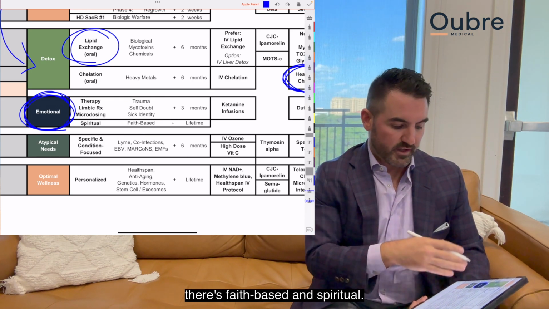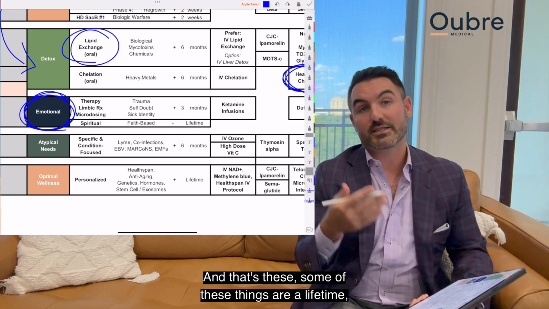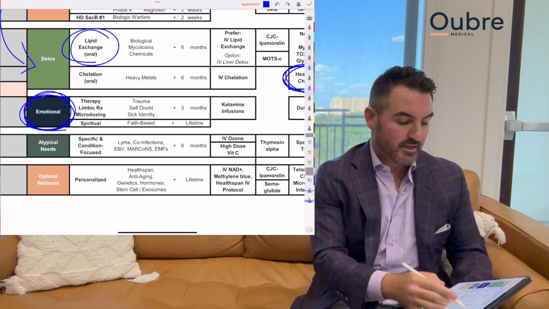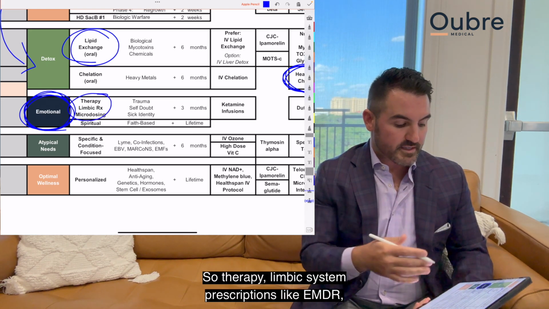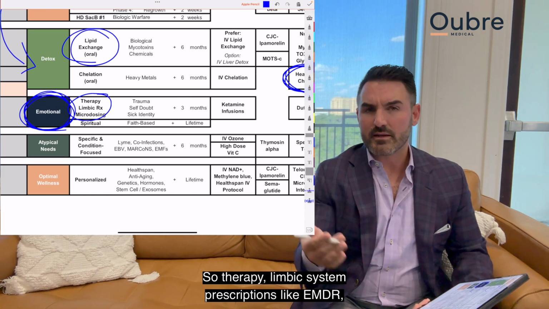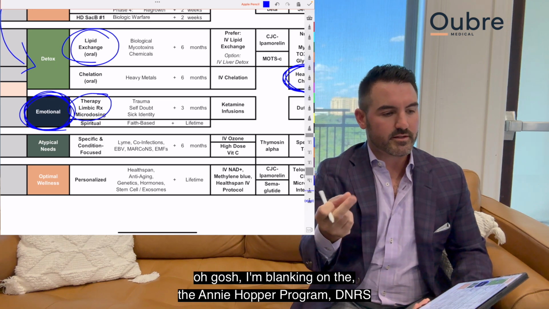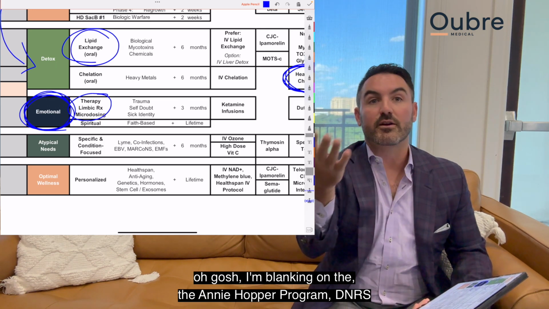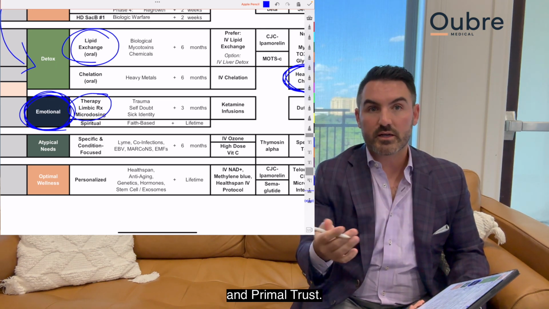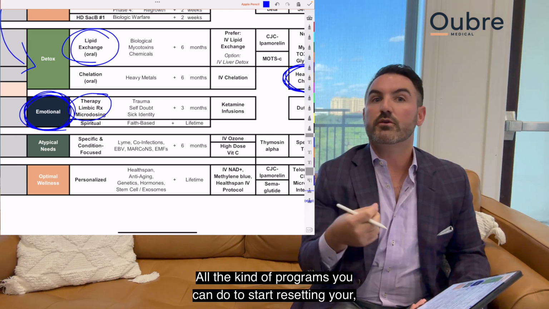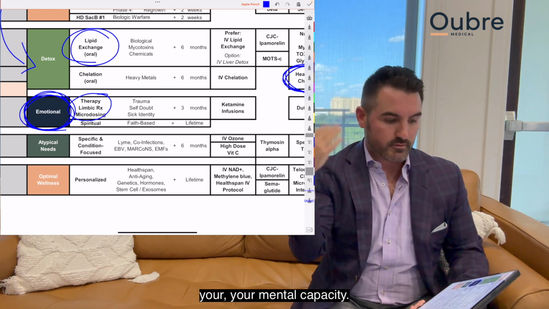And then, of course, there's faith-based and spiritual. And some of these things are a lifetime, not just 3 months. So therapy, limbic system prescriptions like EMDR, gosh, I'm blanking on the Annie Hopper program, DNRS, and Primal Trust, all the kind of programs you can do to start resetting your mental capacity.